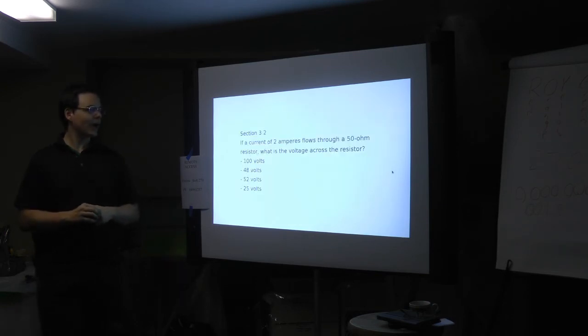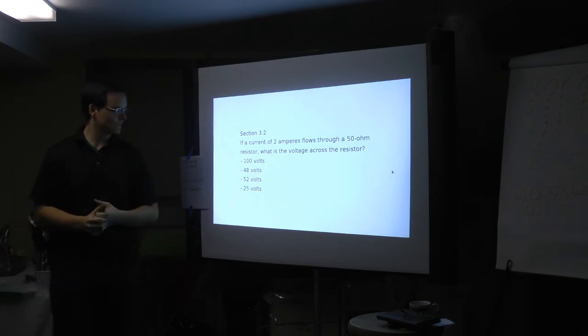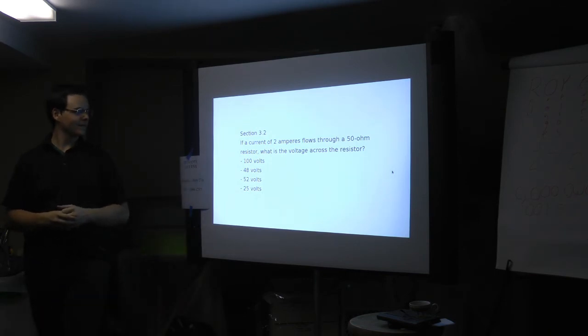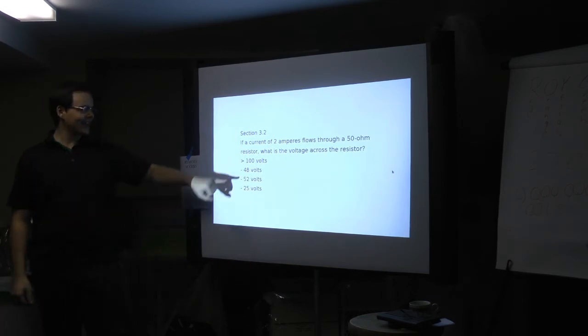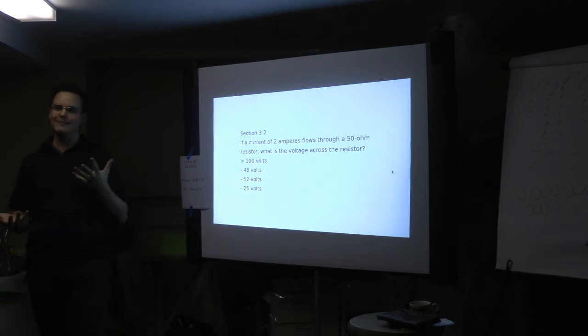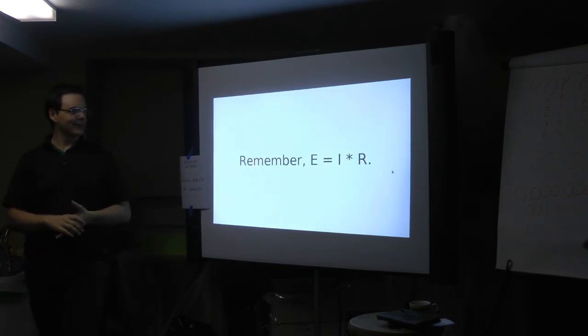If a current of 2 amps flows through a 50 ohm resistor, what is the voltage across the resistor? 2 amps flow through 50 ohms, that's a resistor. So what we got, 100. If we remember, all you can do is multiply and divide. So you can't get 48, you can't get 52, and 25 maybe. Yeah, I was guessing. There you go, 2 times 50. E equals I times R. All right, next up.